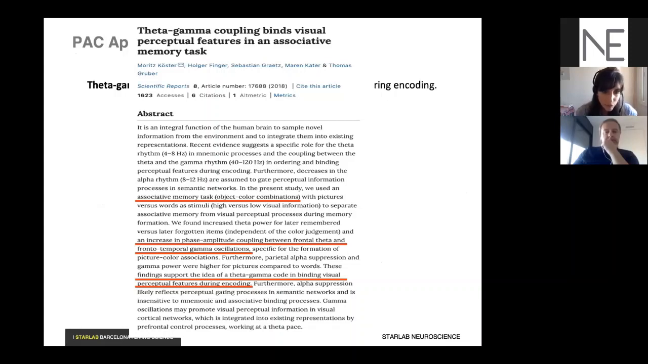Indeed, there was a very recent study in 2018 with an associative memory task experiment where they were associating object and color combinations, and they found an increase in phase amplitude coupling between frontal theta and frontotemporal gamma oscillations, which were specific for these picture color associations. And then again, this study supports the idea that the theta gamma phase amplitude coupling is related to binding features during encoding.